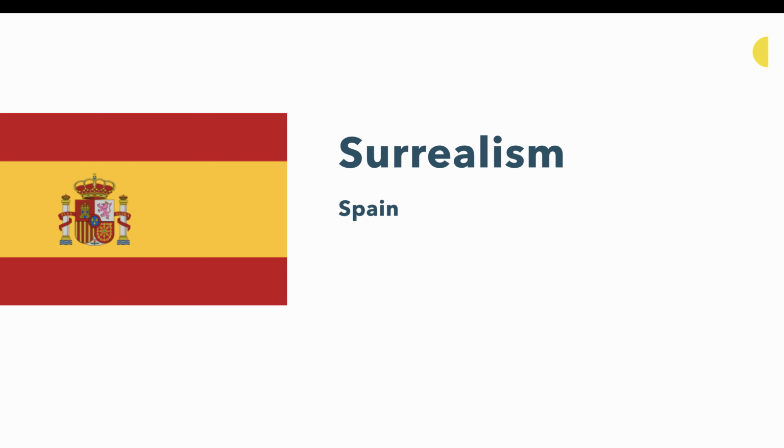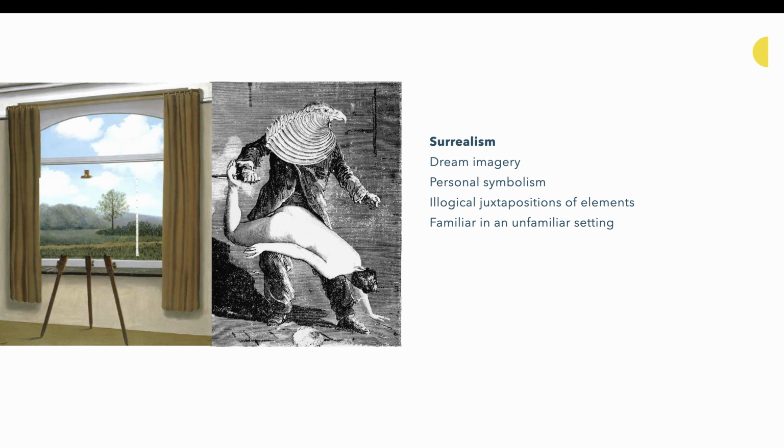All right, and Surrealism, which comes from Spain. Does it look like a dream or a nightmare you might have had last night, like that bird putting that dagger through that poor woman's foot? Okay, so that's very typical of the style. We see a lot of personal symbolism, like in the work of Miro, which I'll show you a slide of, and illogical juxtapositions of elements, like we see in René Magritte's piece on the left. The familiar is put in an unfamiliar setting, and they're put together, so it's strange. It's like a dream.